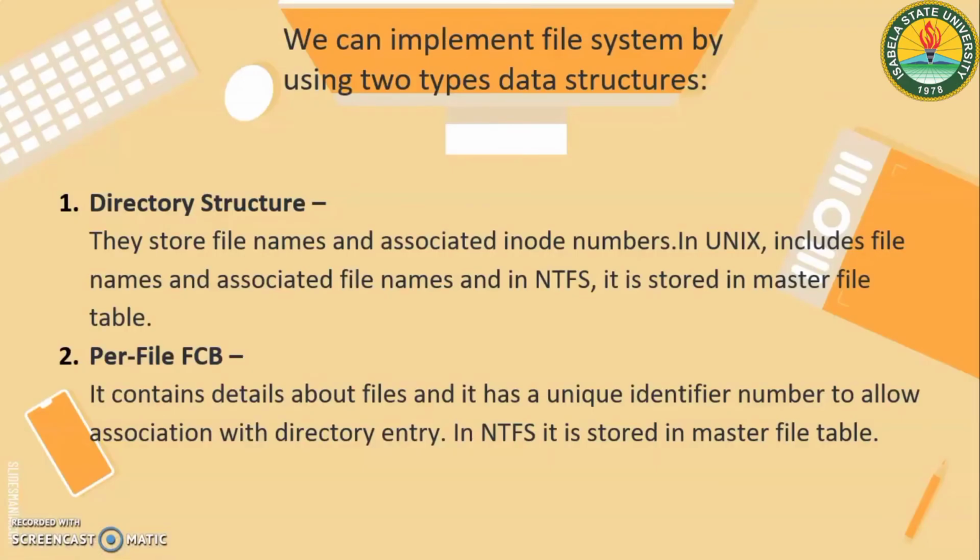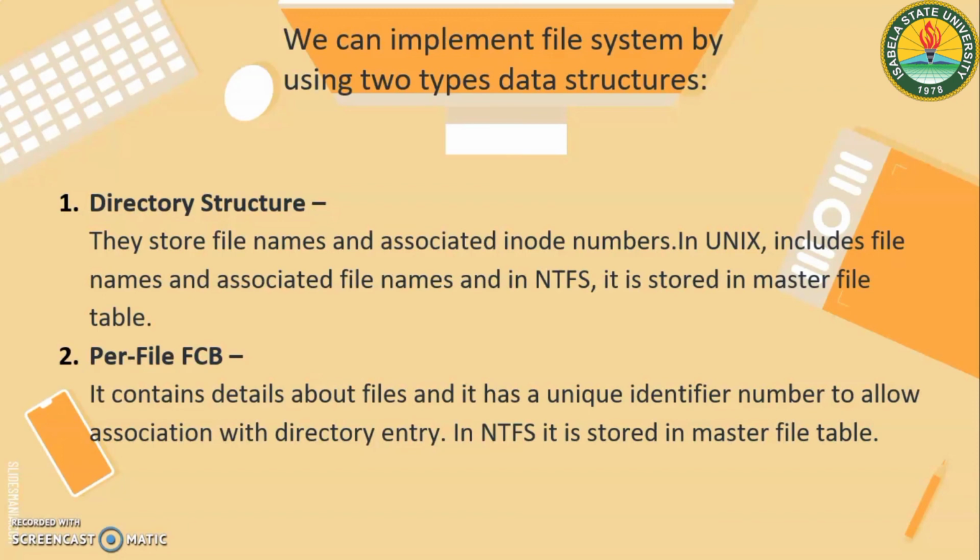You can implement a file system by using two types of data structures. The first one is the directory structure. It stores file names and associated inode numbers. In Unix, it includes file names and associated inode numbers, and in NTFS, it is stored in the master file table.